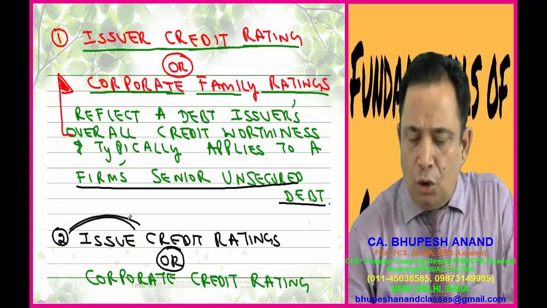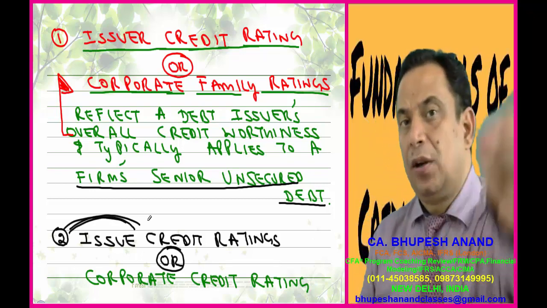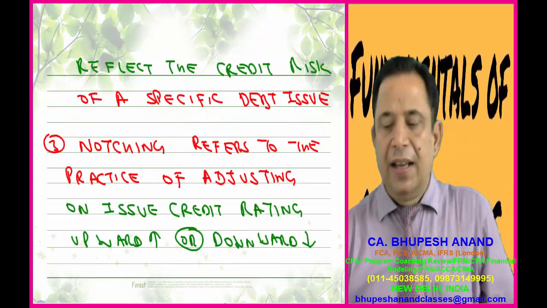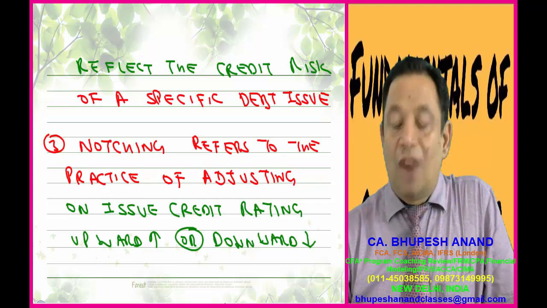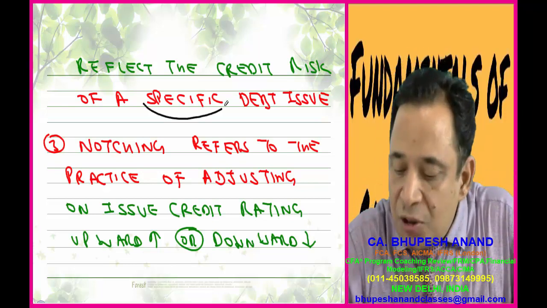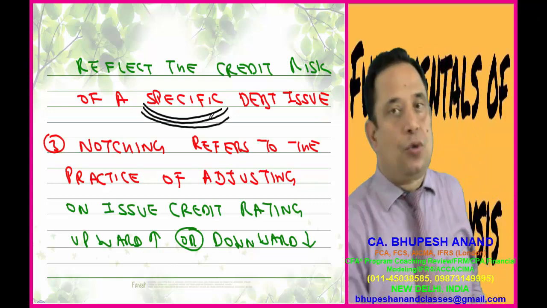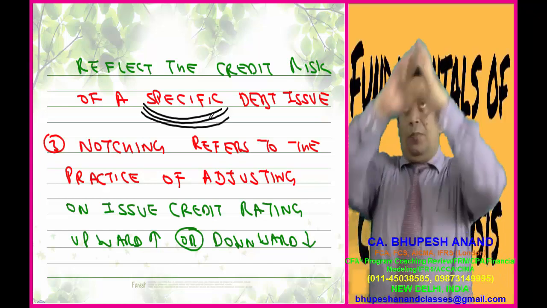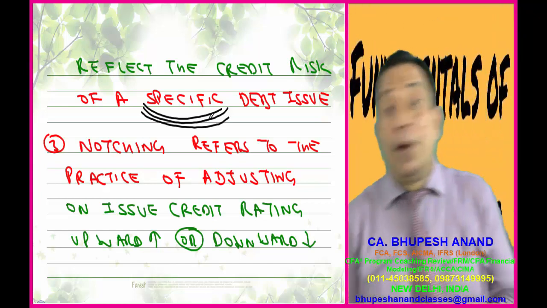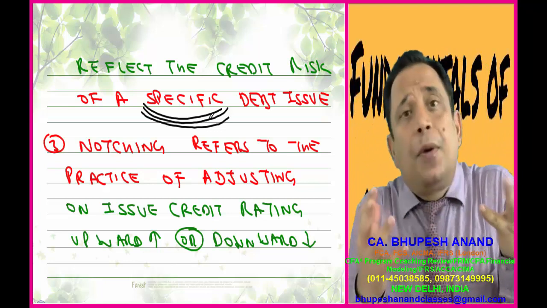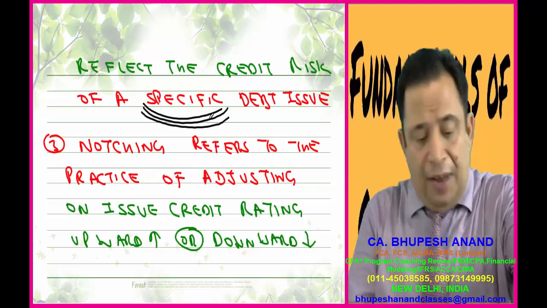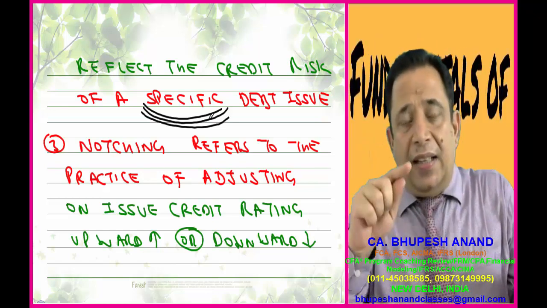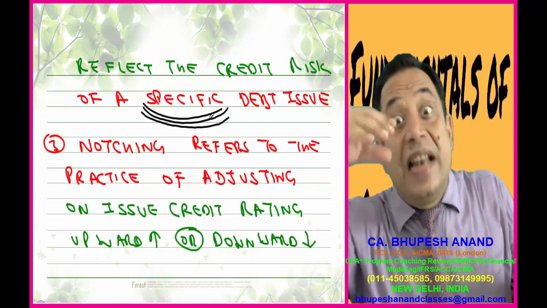Now, what is the meaning of issue? Issue credit rating means it is a particular issue. I am talking of issue credit rating, which reflects the credit risk of a specific debt issue. You getting my point? If I am talking of a specific debt issue, that is different from the umbrella. Okay. Now because there is a difference, it can be possible that a corporate family credit rating is AAA, and the credit rating of that particular specific issue is less than AAA.